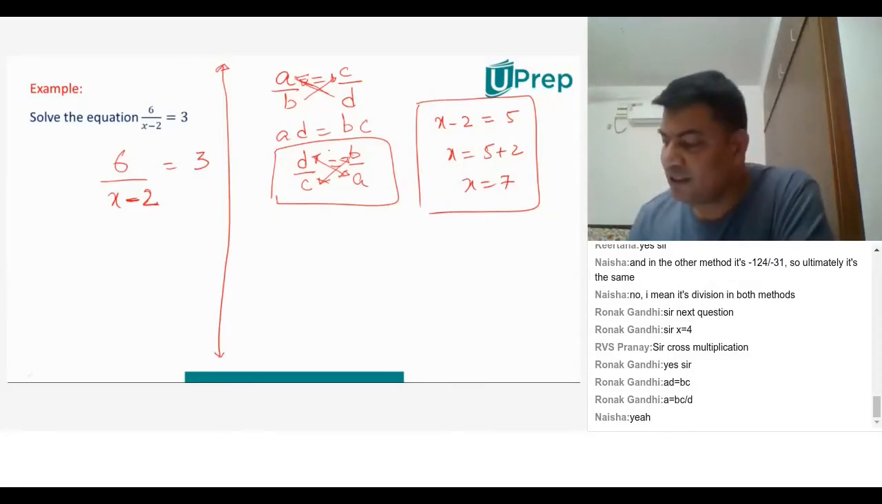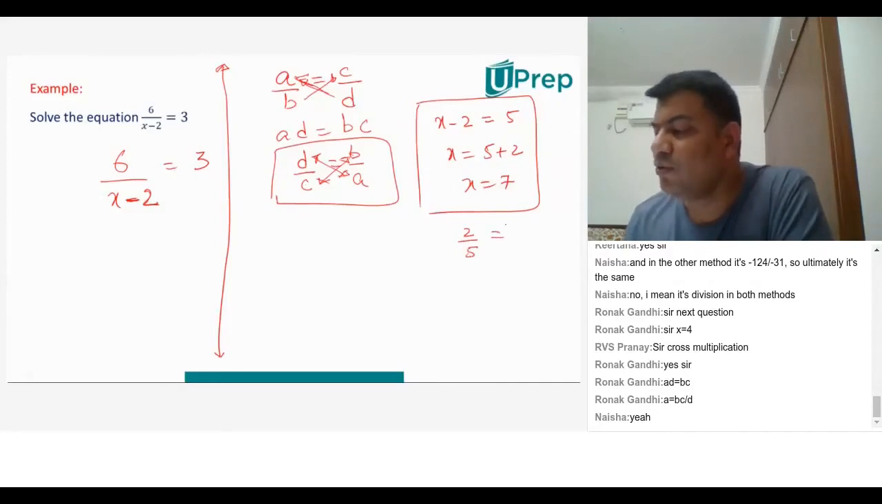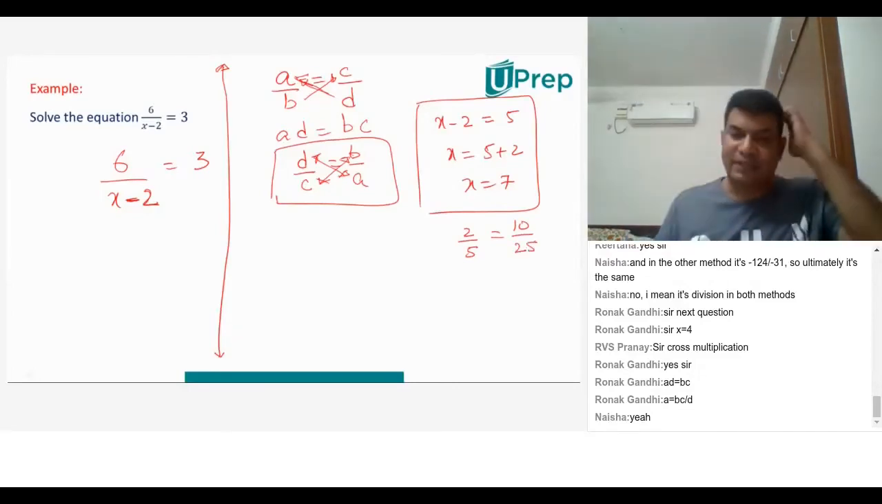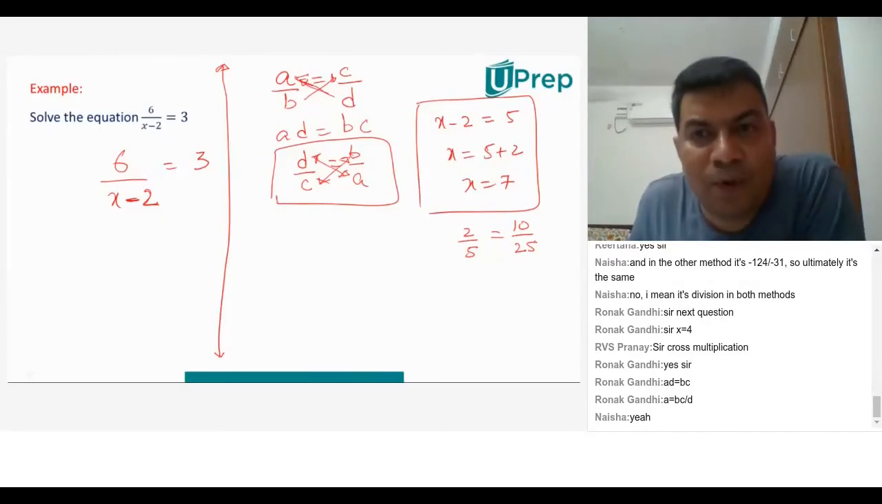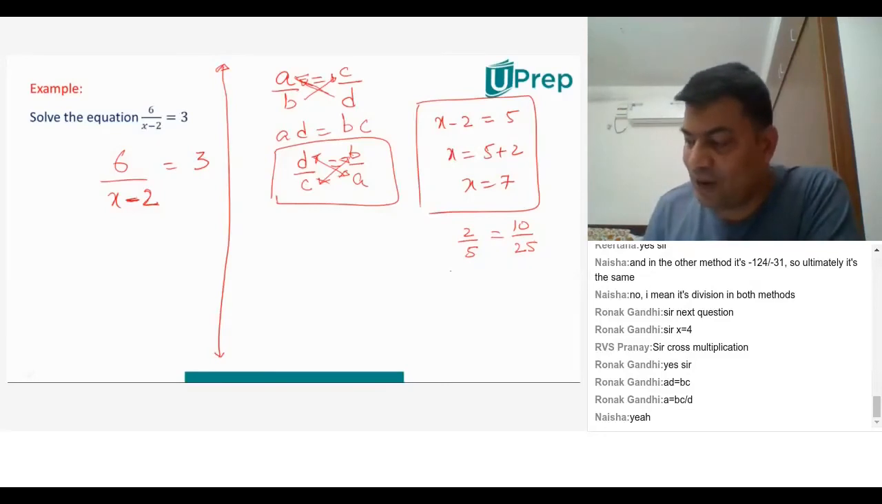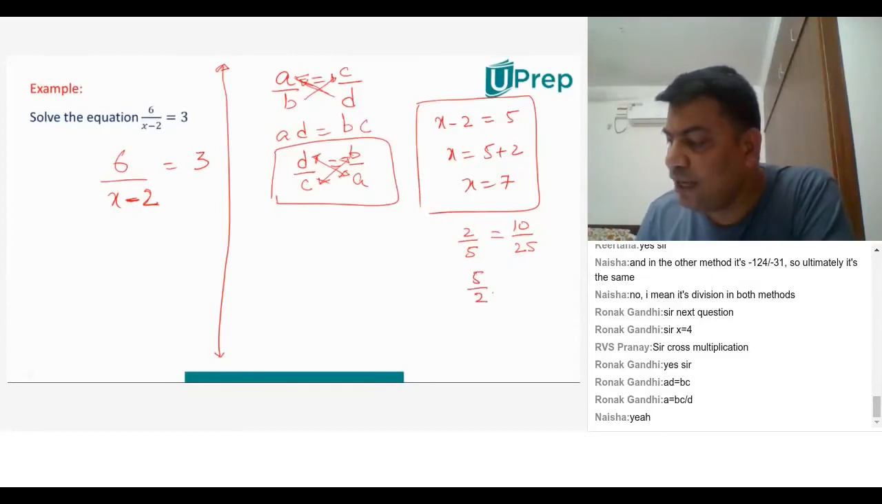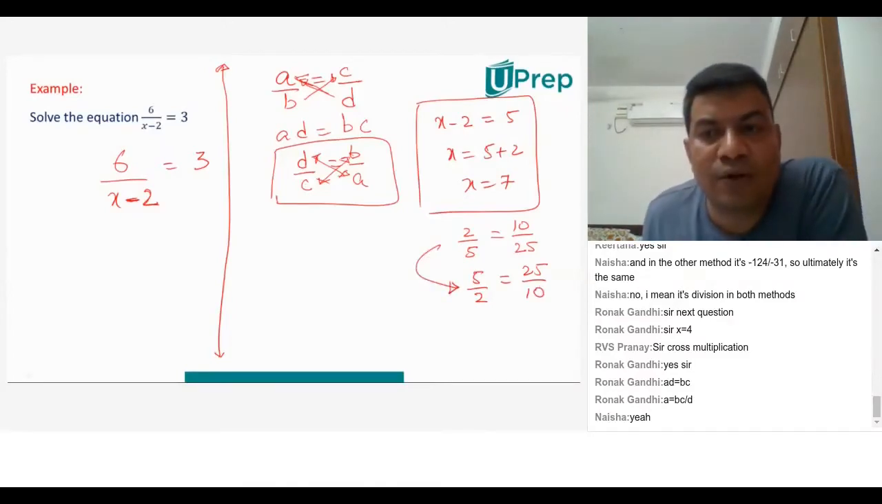Concentrate, everyone. When we have, say, 2 upon 5 is equal to, let's look at these numbers. Can I say 2 upon 5 is equal to 10 upon 25? Yes, sir. Now, can I say from this, I'm just reversing them, 5 upon 2 is equal to 25 upon 10? Will this lead to this? 2 by 5 is equal to 10 by 25.